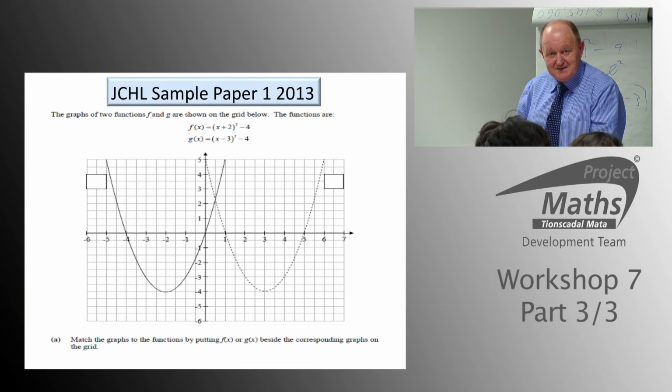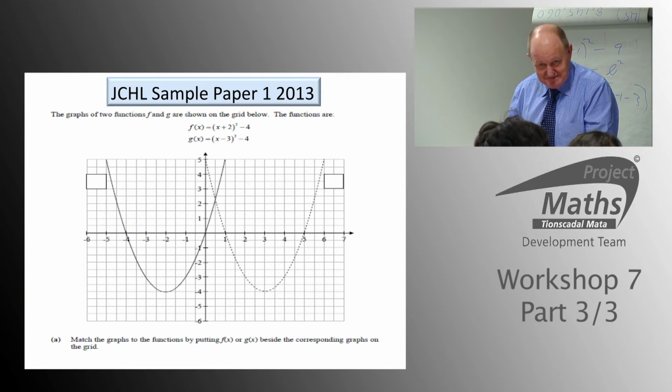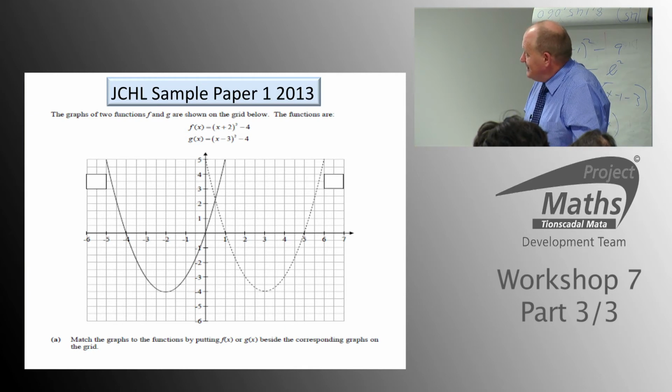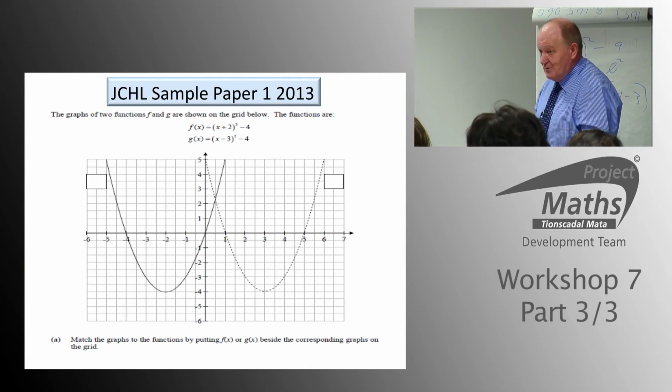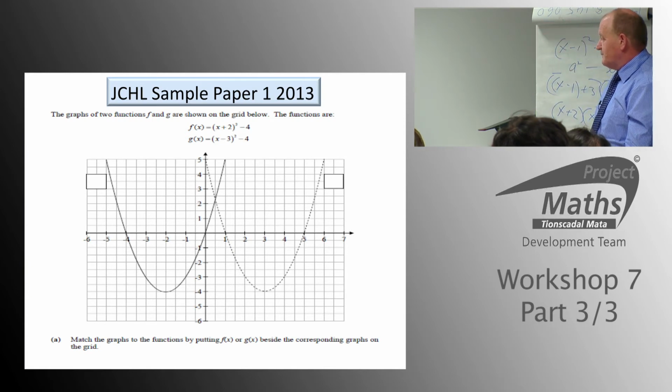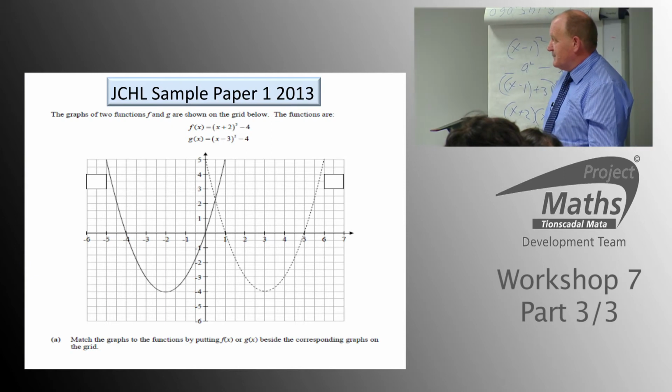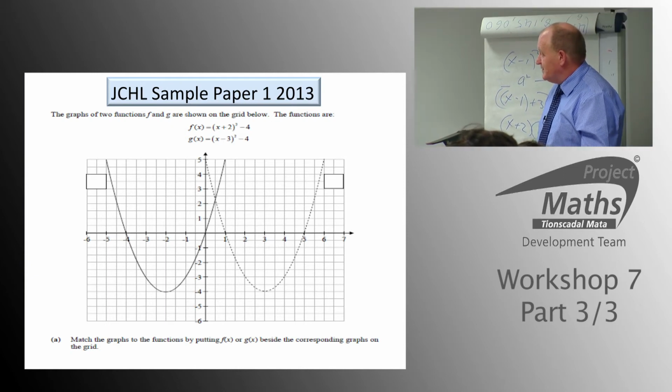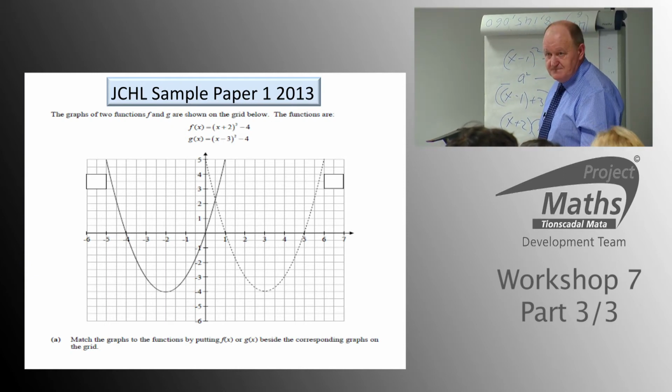No longer will they ask, or did they ask, draw the graph of x squared minus x minus 6 in the domain minus 3 to plus 3. Two graphs: f(x) is that. Now look at the format it's in. (x plus 2) all squared minus 4, and (x minus 3) all squared as g(x). You're asked to match the graphs to the functions by putting f(x) and g(x) in the corresponding boxes. In other words, which is this one and which is this one?